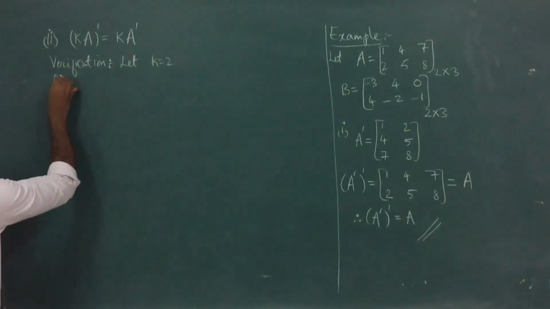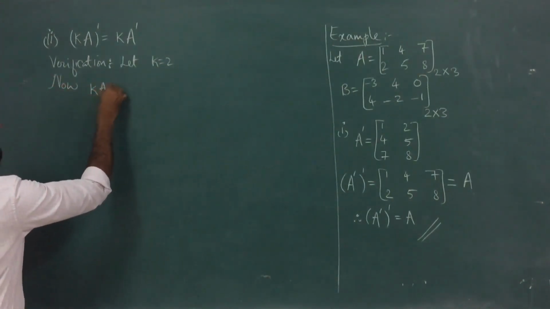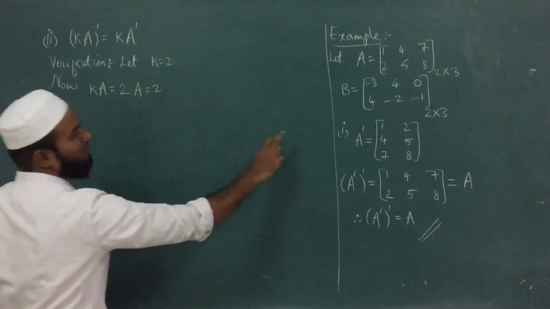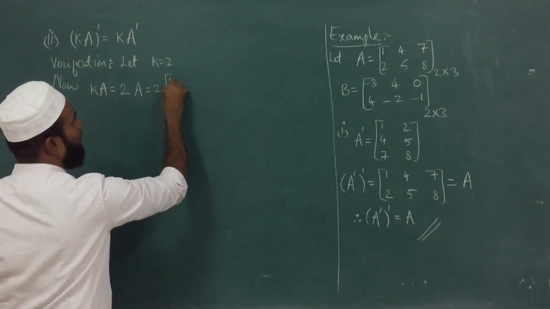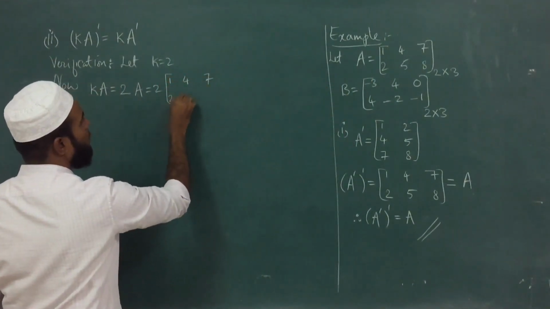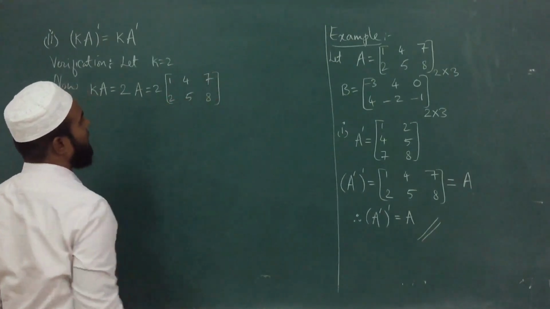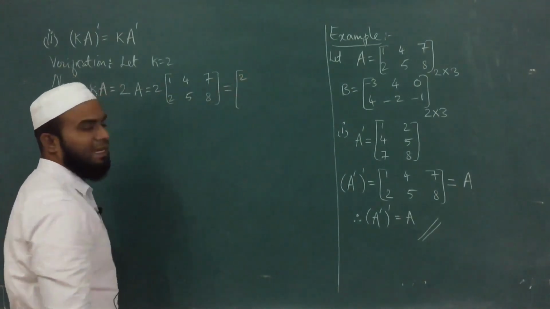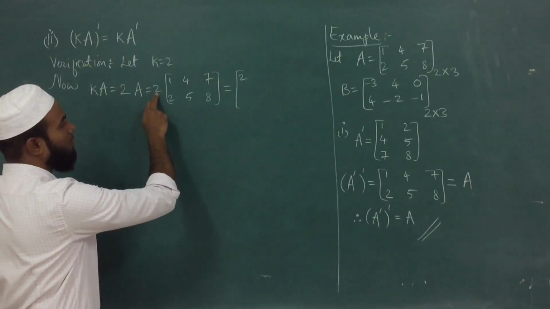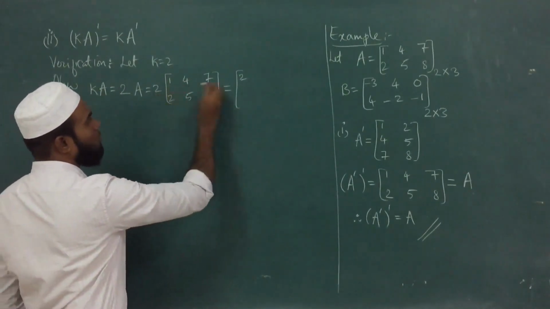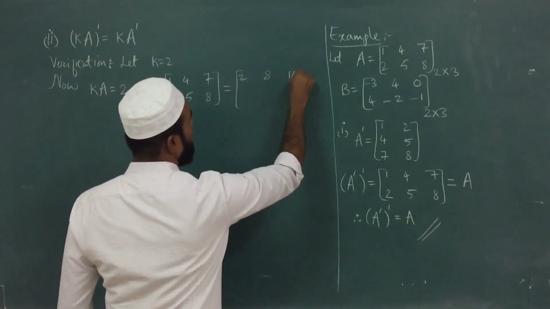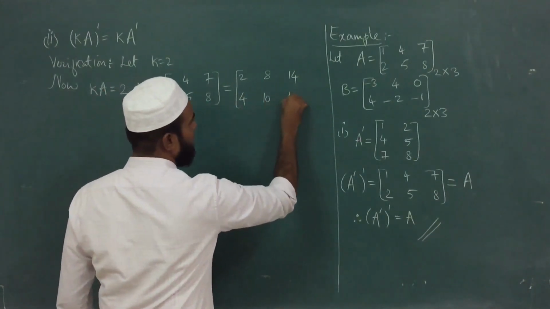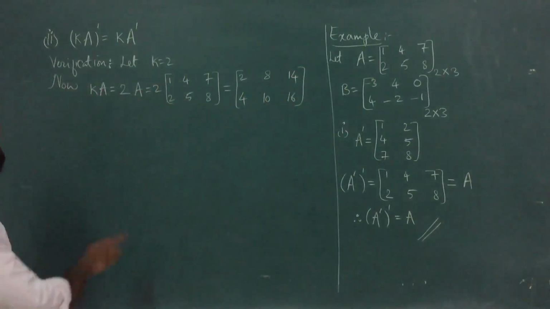Now let us find KA, which is nothing but 2A. Then 2 into A. Matrix A is given by 1 4 7, 2 5 and 8. So find the product. This is called scalar multiplication. This 2 should be multiplied with all the elements. So 2, 4 2s are 8, 7 2s are 14, 2 2s are 4, 5 2s are 10, 8 2s are 16, right? So this is KA, meaning 2A.